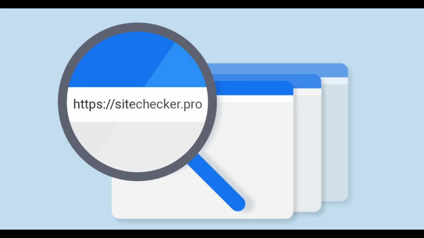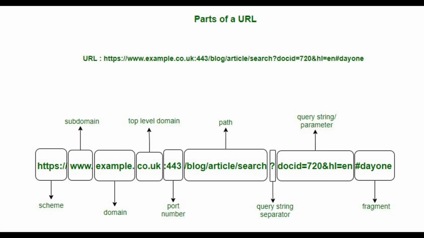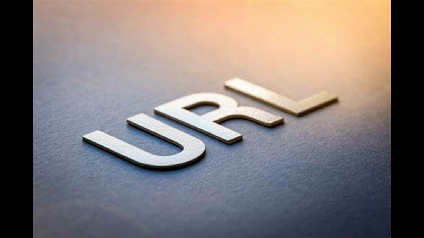But here's the twist. Nowadays, things are a bit more flexible. The path is more like a clue for the website server. It tells the server what you're looking for, and the server figures out the best way to get it to you. So while it might not be a physical location anymore, it still helps you find the right stuff online.